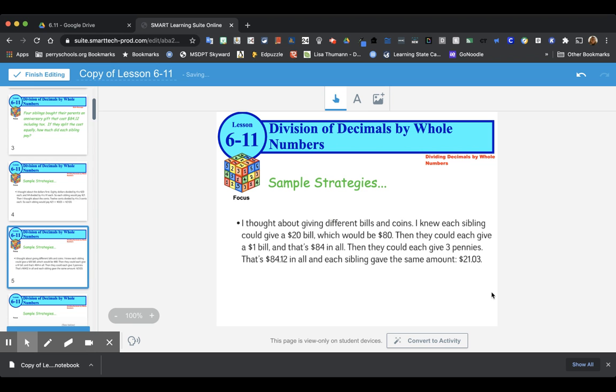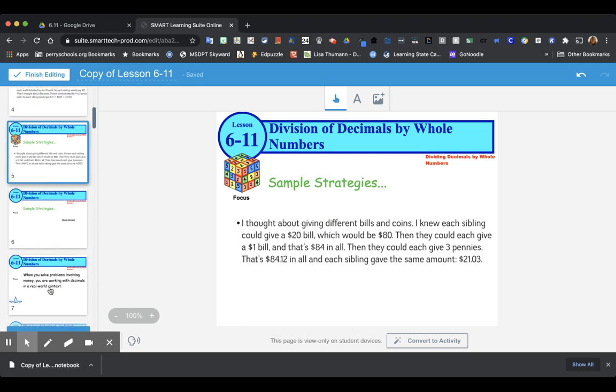Another strategy would be thinking about giving different bills and coins. So each sibling could give a $20 bill, and that would be the $80. Then they could each give a dollar bill, and that would be $84 total. And then they could each give 3 pennies, and that gives the $84.12 in all. And each sibling would come to the same amount of $21.03.